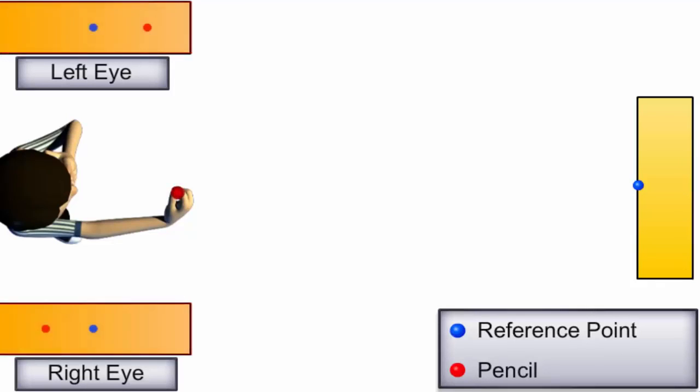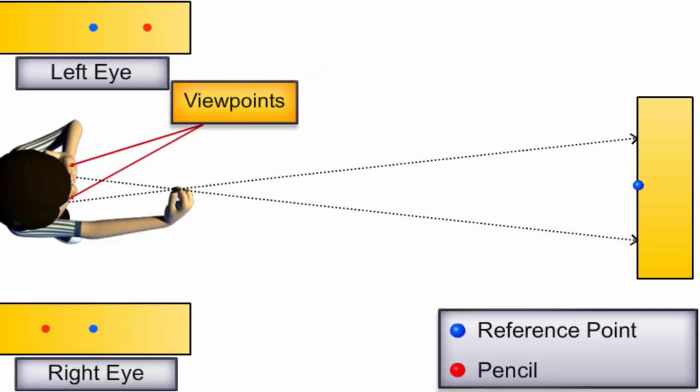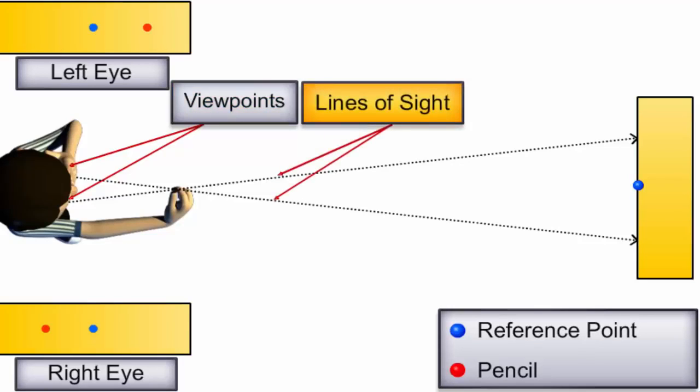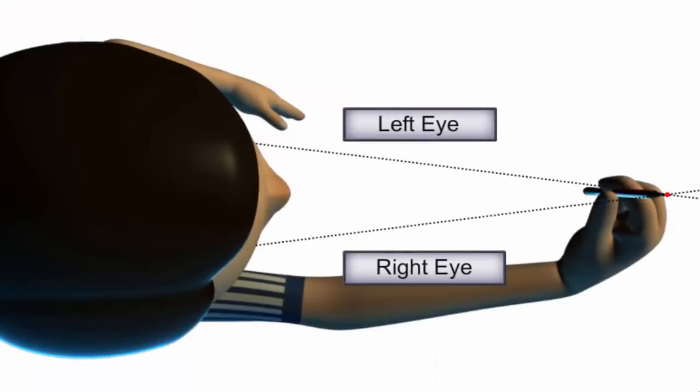This is called parallax. You may call the two eyes two different viewpoints, since, when used separately, they create different lines of sight. The distance between these two viewpoints or points of observation is called the basis. Here, the basis is equal to the distance between the two eyes.